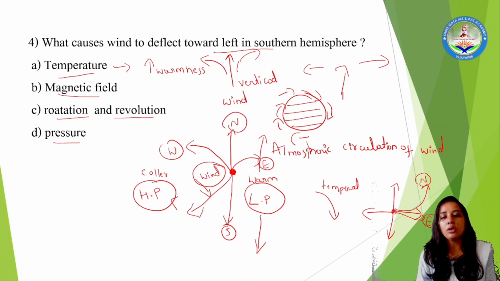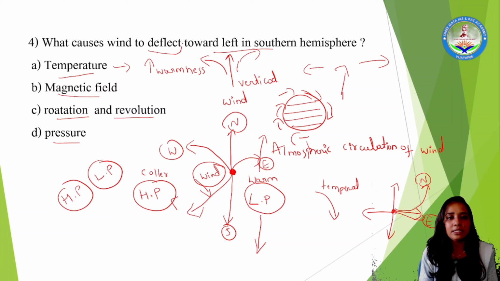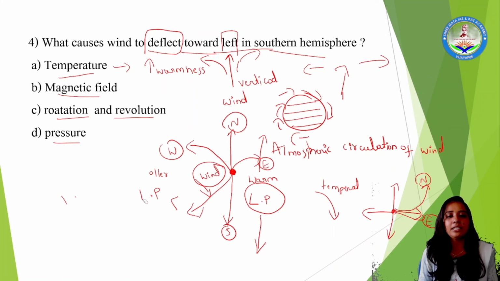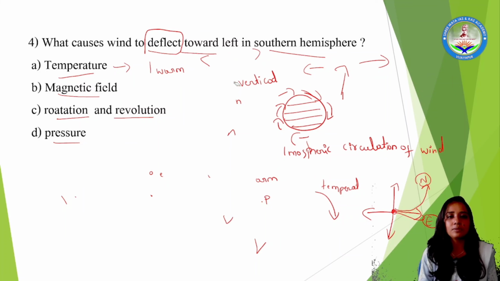And it is not due to temperature, because temperature will only cause a movement of the wind from the high pressure area to the low pressure area, not the deflection of the wind. Here they asked directly about deflection, particularly left in the southern hemisphere. Wind will always deflect to the left in the southern hemisphere and to the right in the northern hemisphere. The wind deflection takes place according to this. So temperature is not the option.